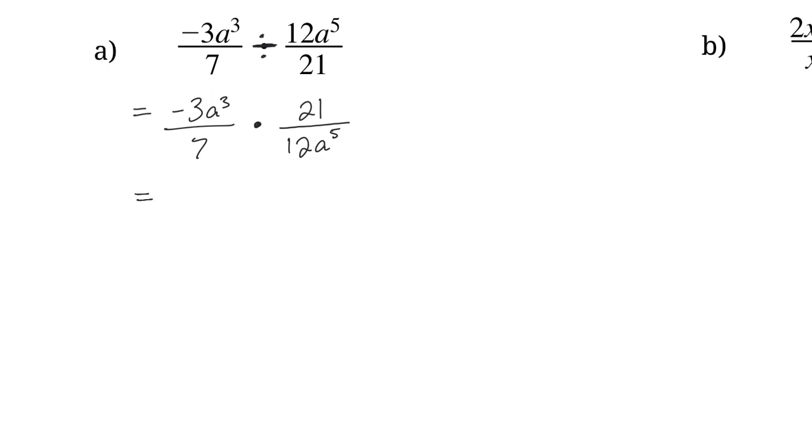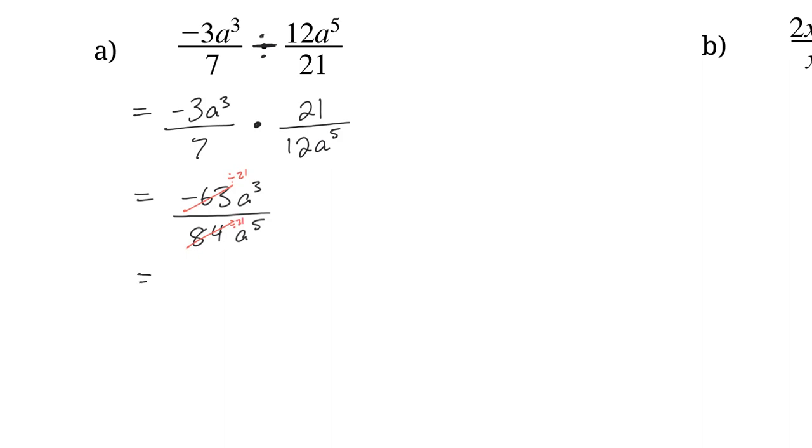So negative 3 times 21 is negative 63, and then we'll put that a cubed, and then 7 times 12 is 84. We're going to multiply by this a to the power of 5. Now we want to simplify this as much as possible. So these numbers can be reduced if we divide by 21.